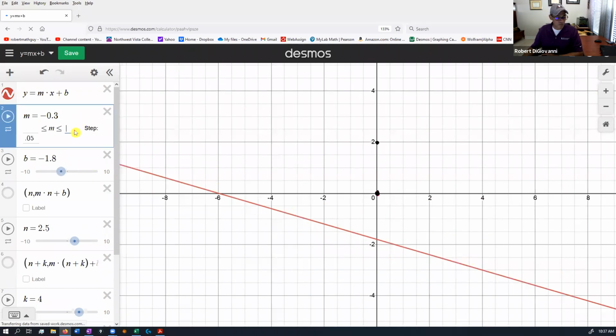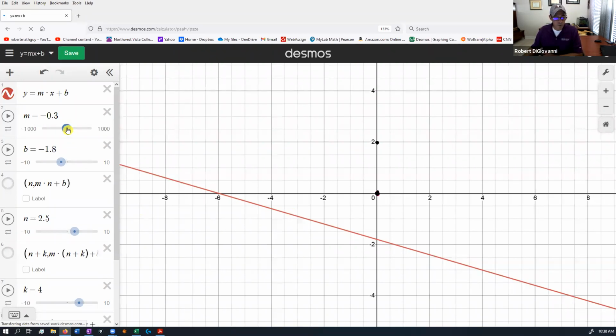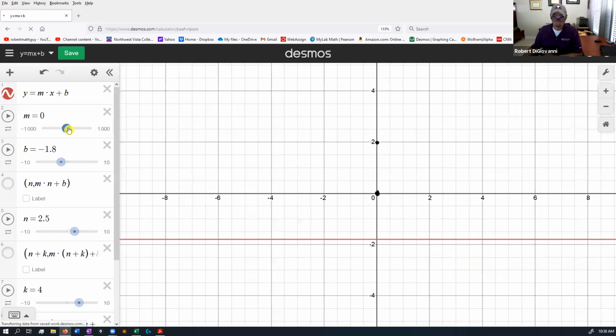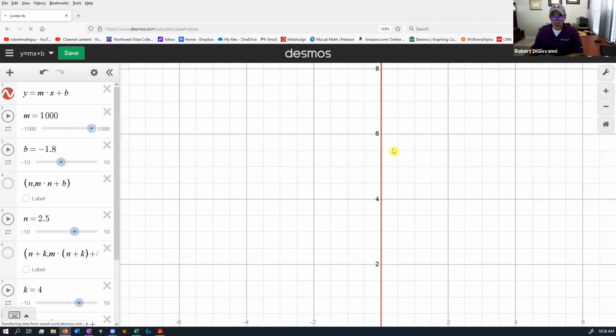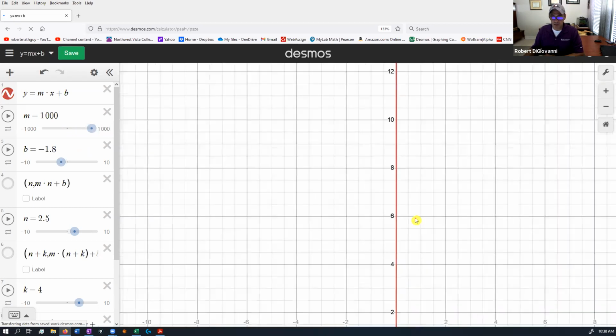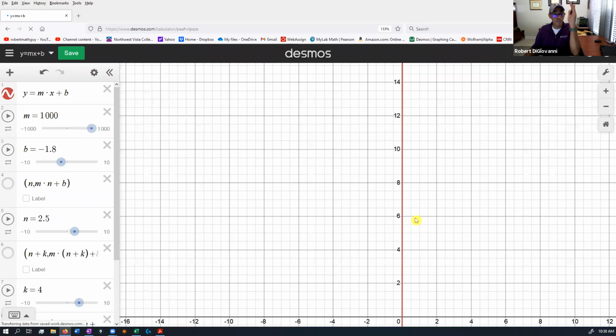Now, there's something about the slope that kind of gets by people here. And that is, no matter how you move, watch my m here. I'm going to make it a huge number. Right now my m is 50. See, it's very steep, very steep. I'm going to take it all the way to 1,000. Even at 1,000, do you see that it looks like it's vertical?